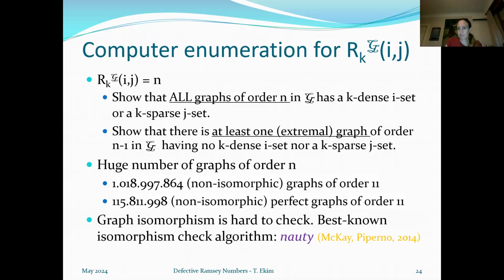And the graph isomorphism problem is a very hard problem. So in our further research, we used nauty, which is the best known isomorphism check algorithm. But it's not very easy to use. But if you want to do something competitive, let's say, it's a must.